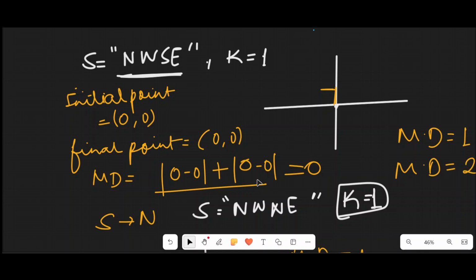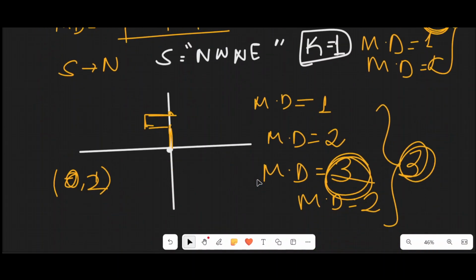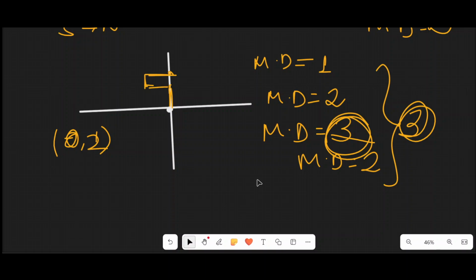And then it comes to south. So at south, your coordinates become minus 1 and 0, right? So it will get reduced to 1. Okay, and next up it has said to come east again. So your Manhattan distance becomes 0. So the maximum value this can return is 2, and in this case, after modifying, you are getting 3.